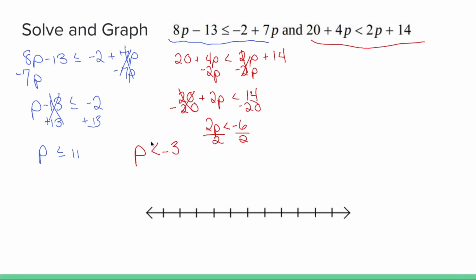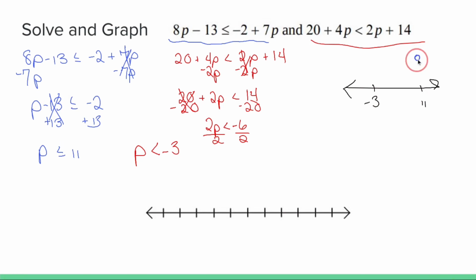Now, these are both less thans, okay? And whenever you have an and statement, you need to make sure that whatever your final answer is covers both things. So, for example, if I were to make like a rough draft of this, right? Here's 11, here's negative 3. All right, 11, the blue guy would look like this.